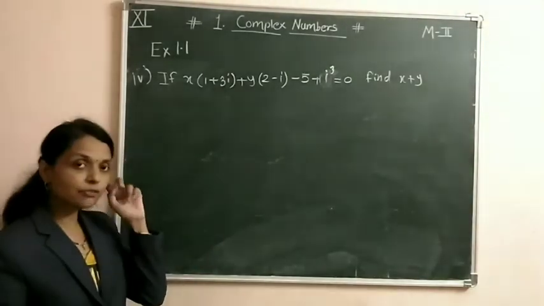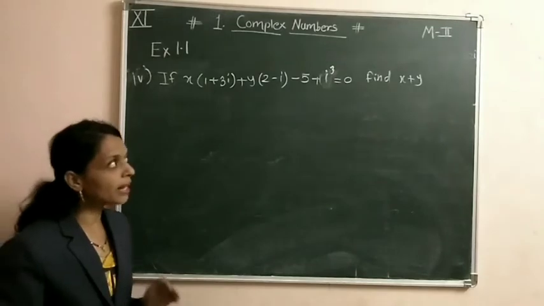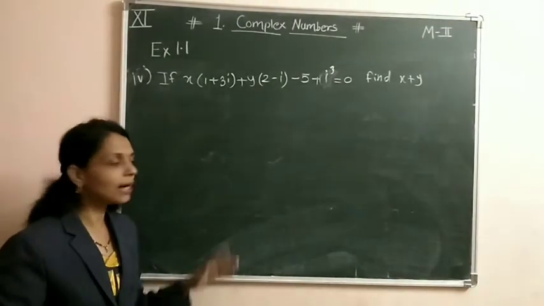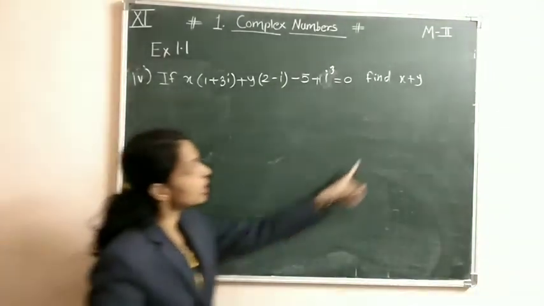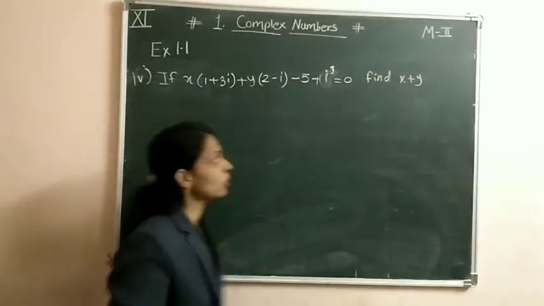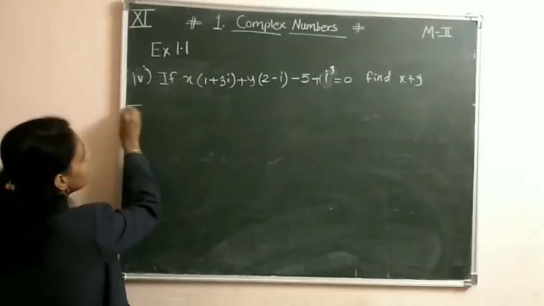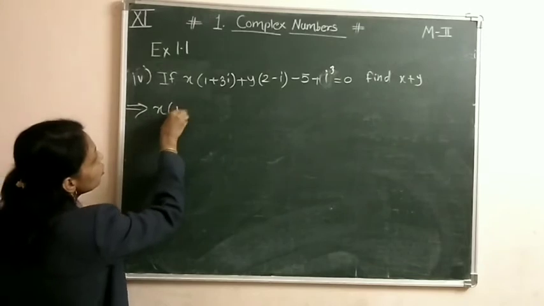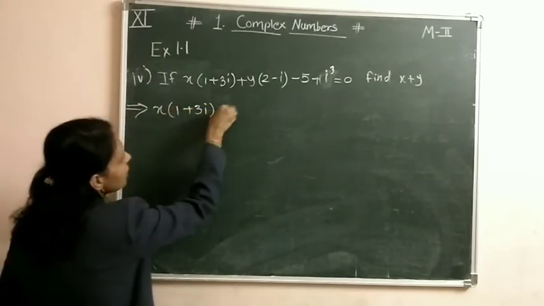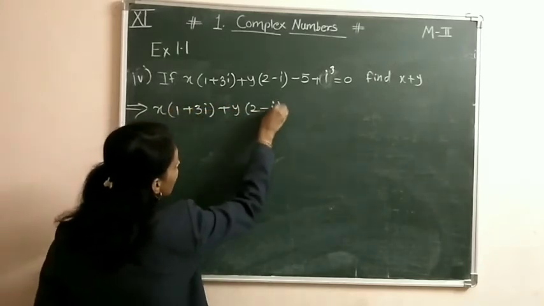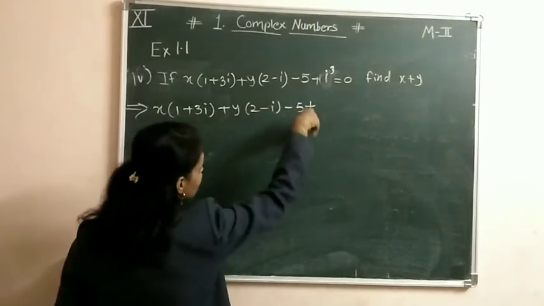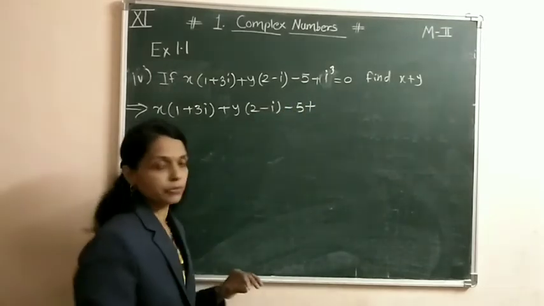Now, the fourth question is somewhat different. Find x plus y. आधी x ची व्हॅल्यू y ची व्हॅल्यू फाइंड आउट करायची, त्याच्यानंतर x plus y करायचे. Okay, now see. The given complex number is x into 1 plus 3i plus y into 2 minus i minus 5 plus, say student, i cube.